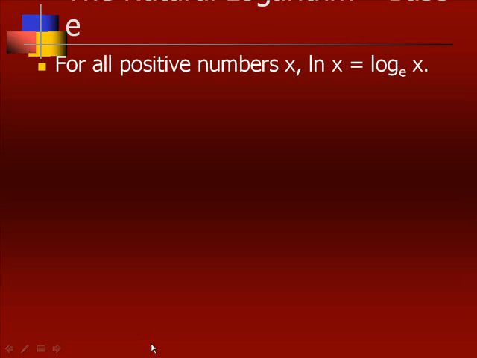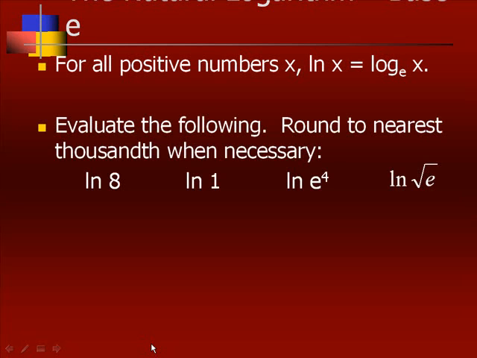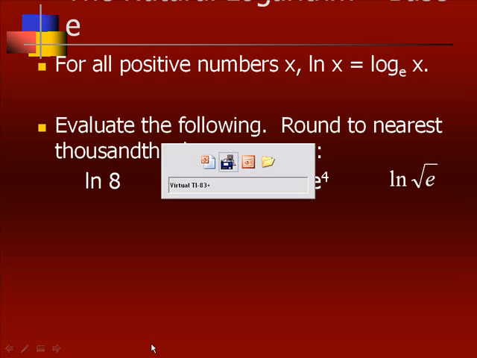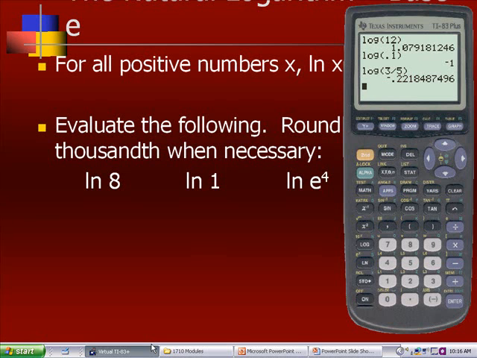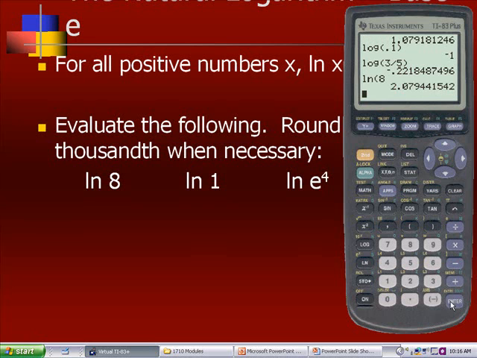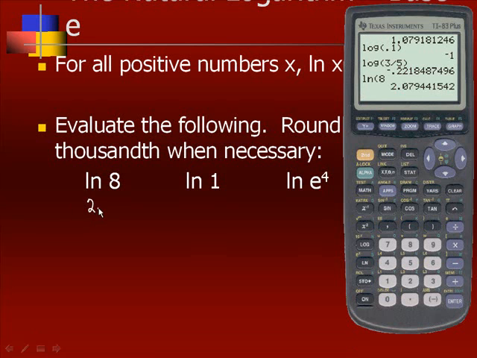Talk about the natural logarithm of base e. Like we said earlier, for all positive numbers x, ln x, or the natural log of x, is the same as the log of x base e. So evaluate the following, rounding to the nearest thousandth when necessary. The natural log of 8, we come down here to natural log of 8, and we get 2.079, rounded to the nearest thousandth.